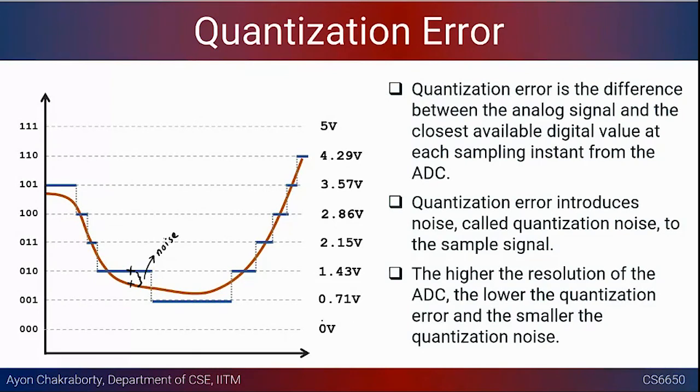So if the resolution is increased, if you have a higher number of bits, and the scale is the same, let's say from 0 to 5 volts, instead of having 256 levels.